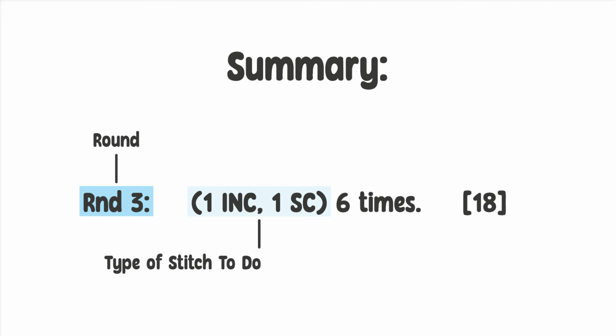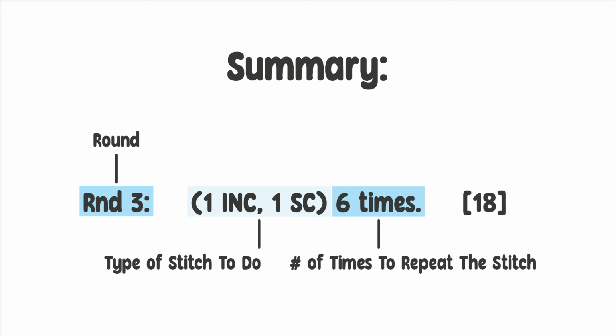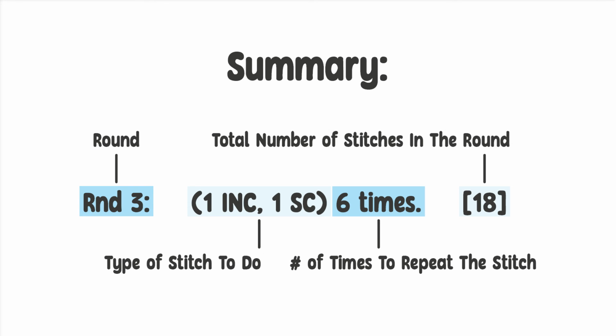To sum it all up, RND3 stands for the round that we're currently on. 1 INC, 1 SC in the brackets stands for the type of stitch we do. 6 times means the number of times we repeat the stitch. In this case, 1 INC, 1 SC 6 times. And finally, the number in the square brackets is the total number of stitches at the end of the round. In this case, 18. As always, remember to count the number of stitches after each round.